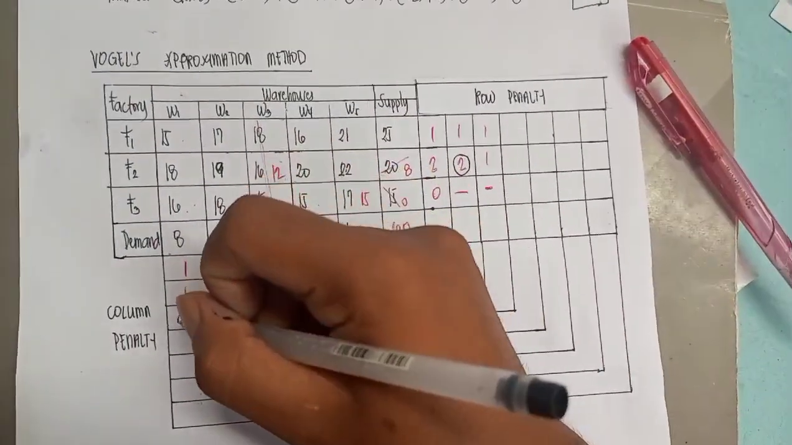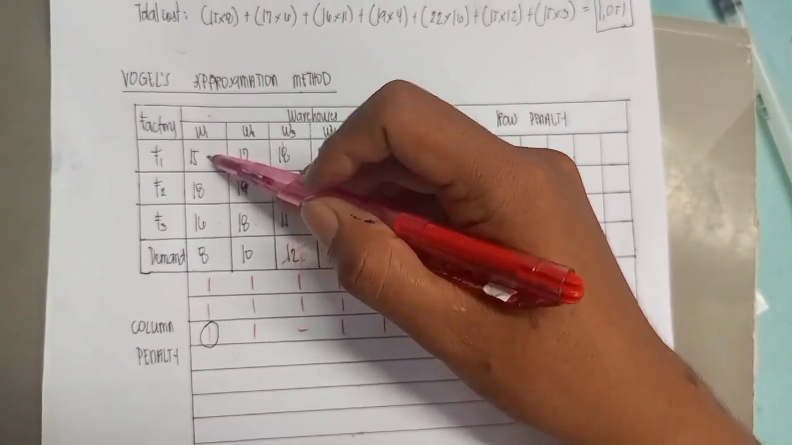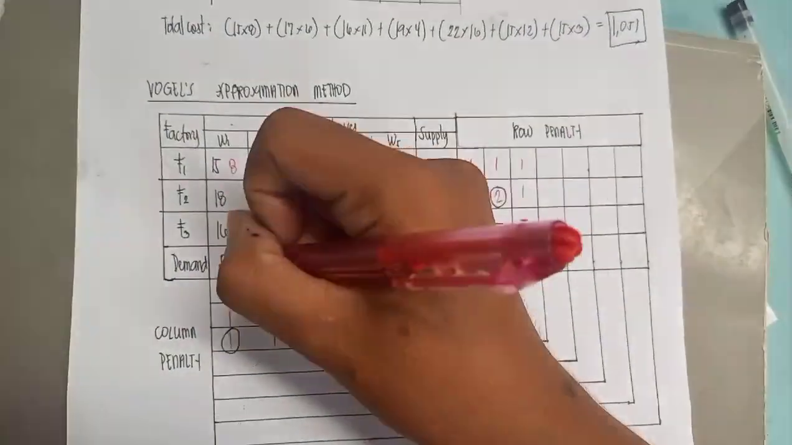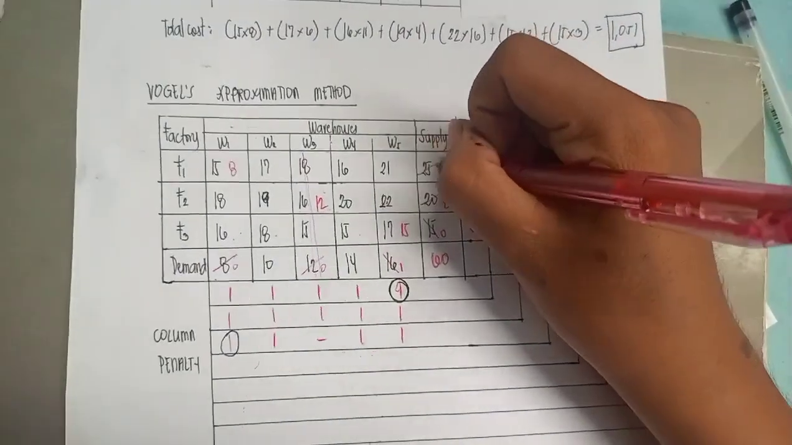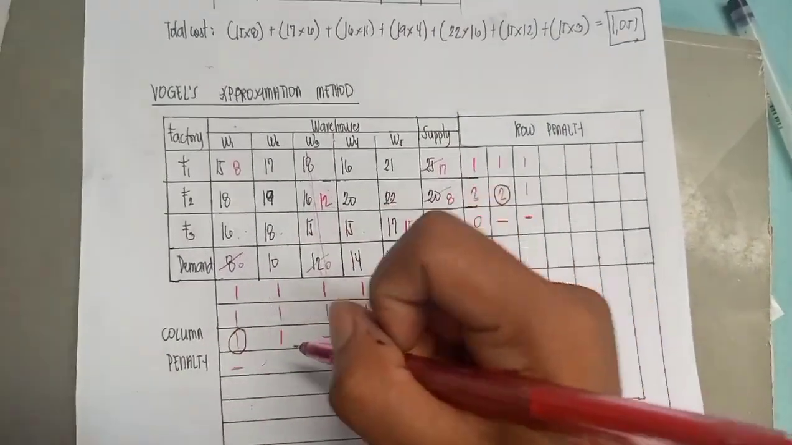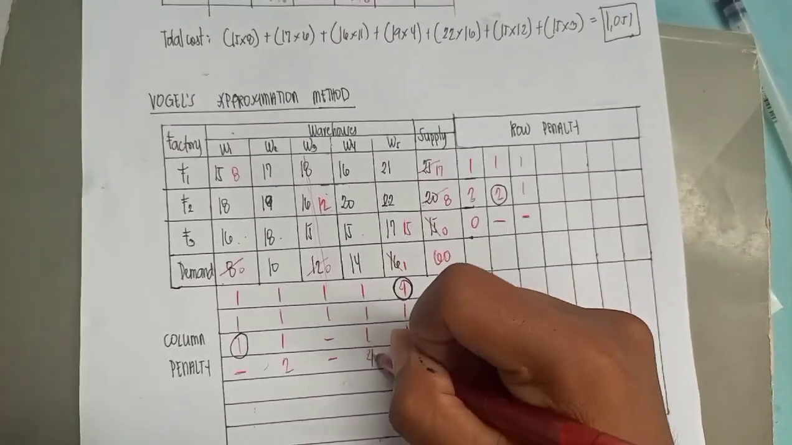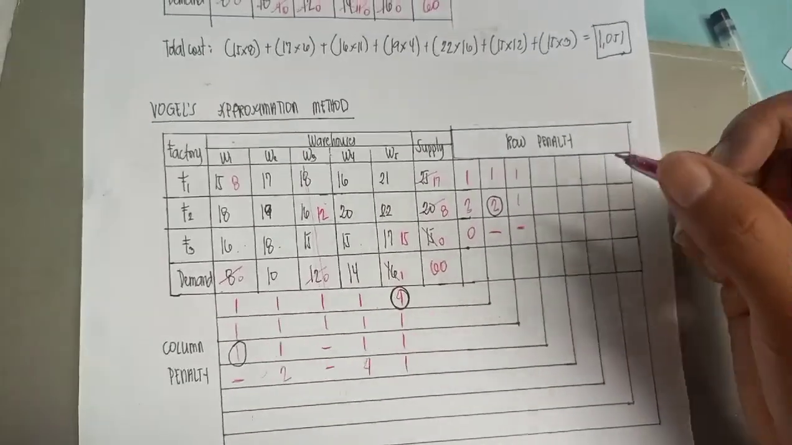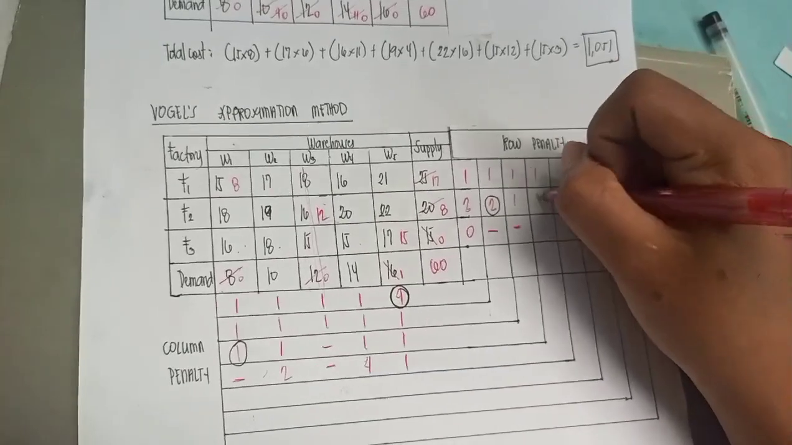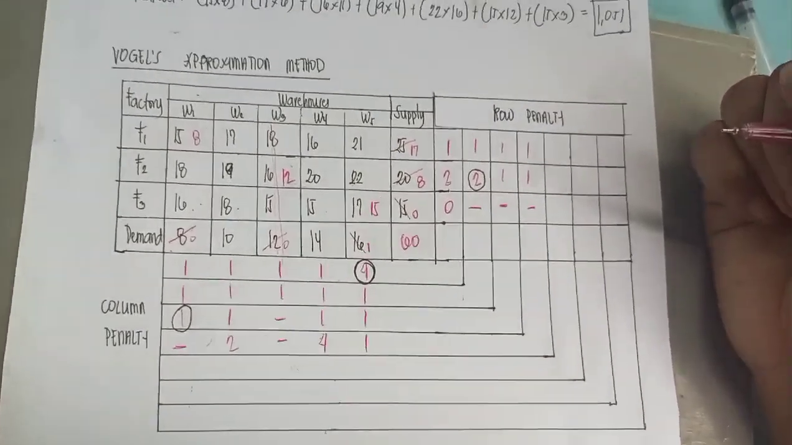The least cell here is 15. So we will allocate 8 since it is lesser than the supply. This column will be struck out and the supply is left with 17. So dash, 2, dash, 4, 1. In the row we have 1, 1, and dash. The maximum penalty here is 4.